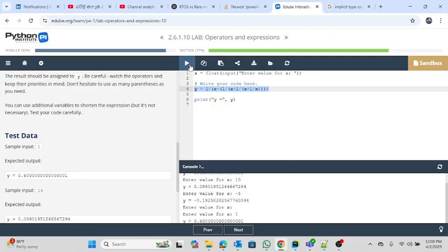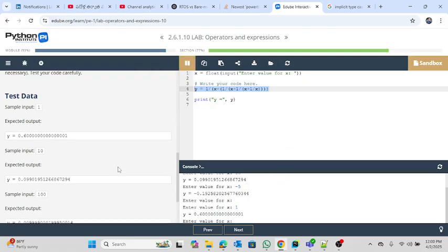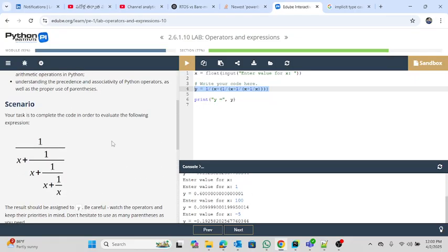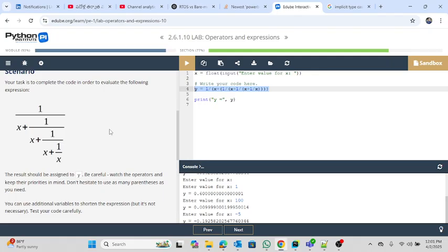Okay, next we'll give one more input. Let's say now 100. Okay, so these are the outputs, and we'll try for minus 5 now. So this is the output. Okay, so in the certification exam also we'll get some scenarios like this. So we have to apply the brackets and evaluate the expression.